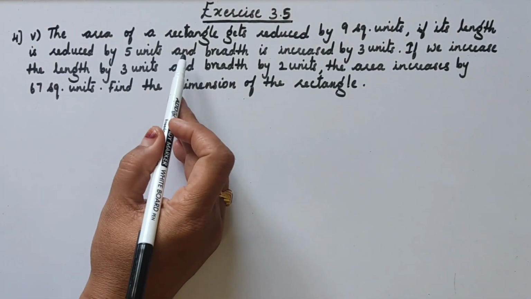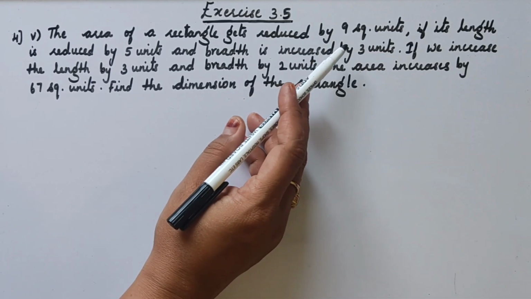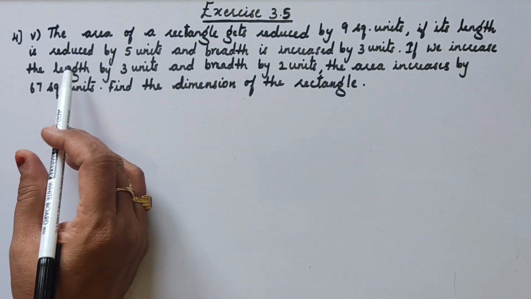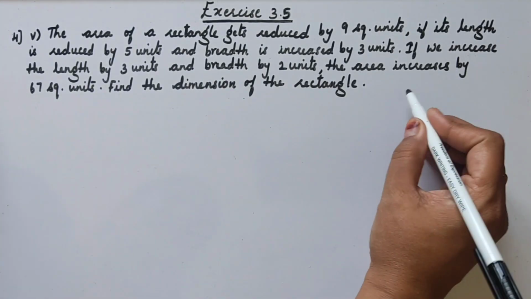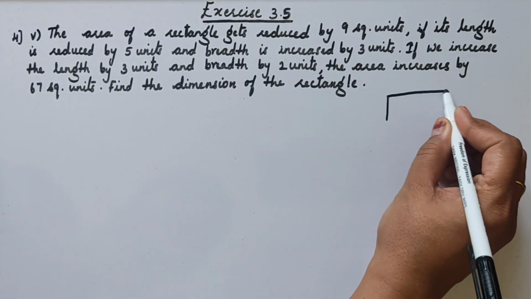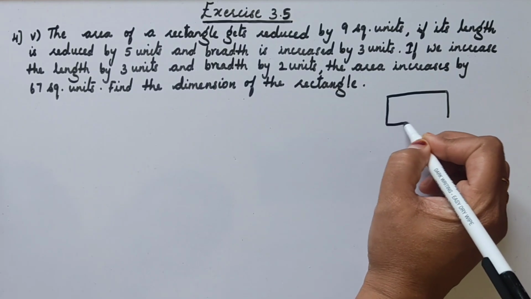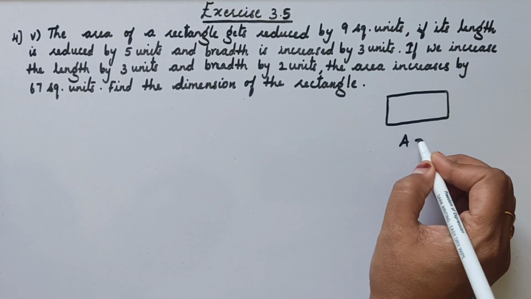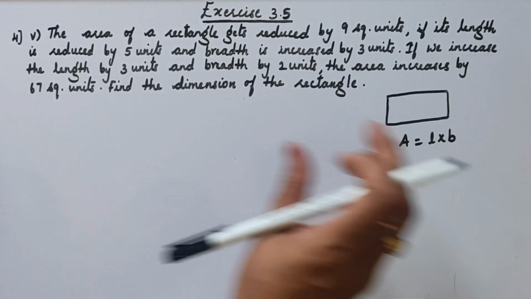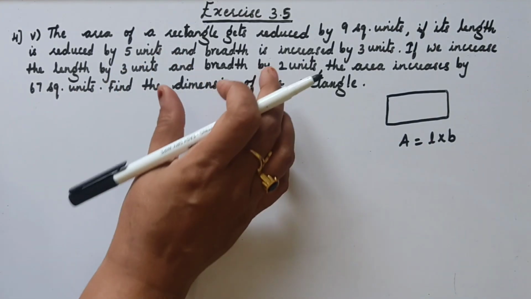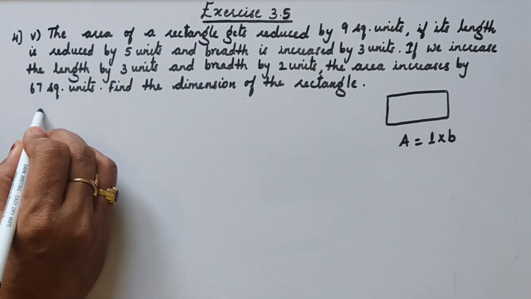Here the area of a rectangle gets reduced by 9 square units if its length is reduced by 5 units and breadth is increased by 3 units. That means we have a rectangle whose area equals length into breadth. We know this is a formula, right? Now we'll just follow the question and write a few points here.